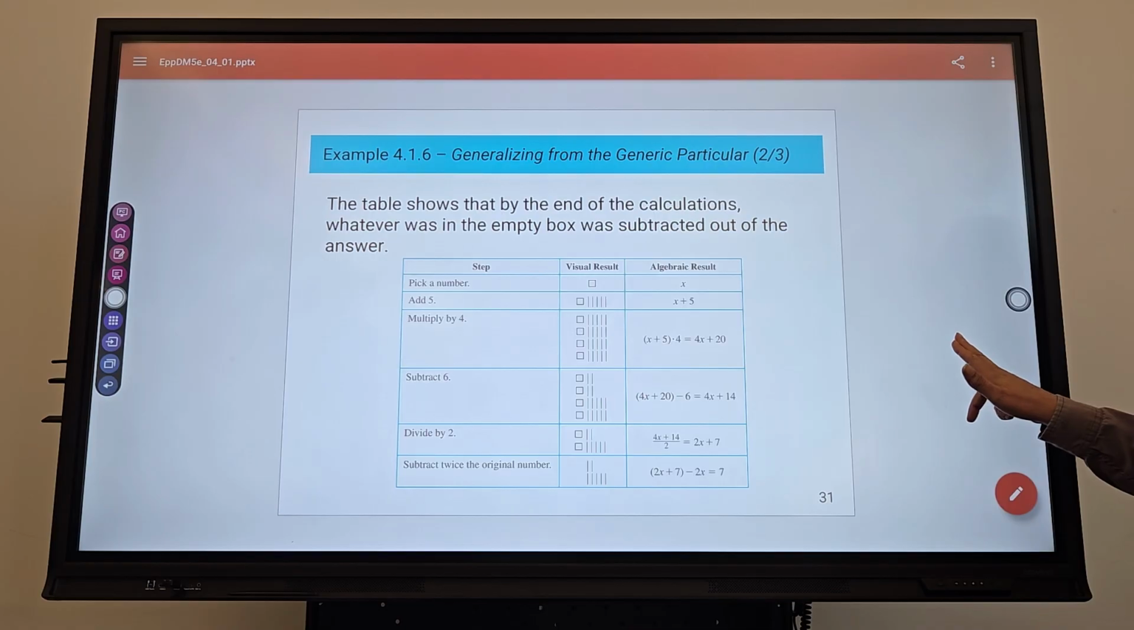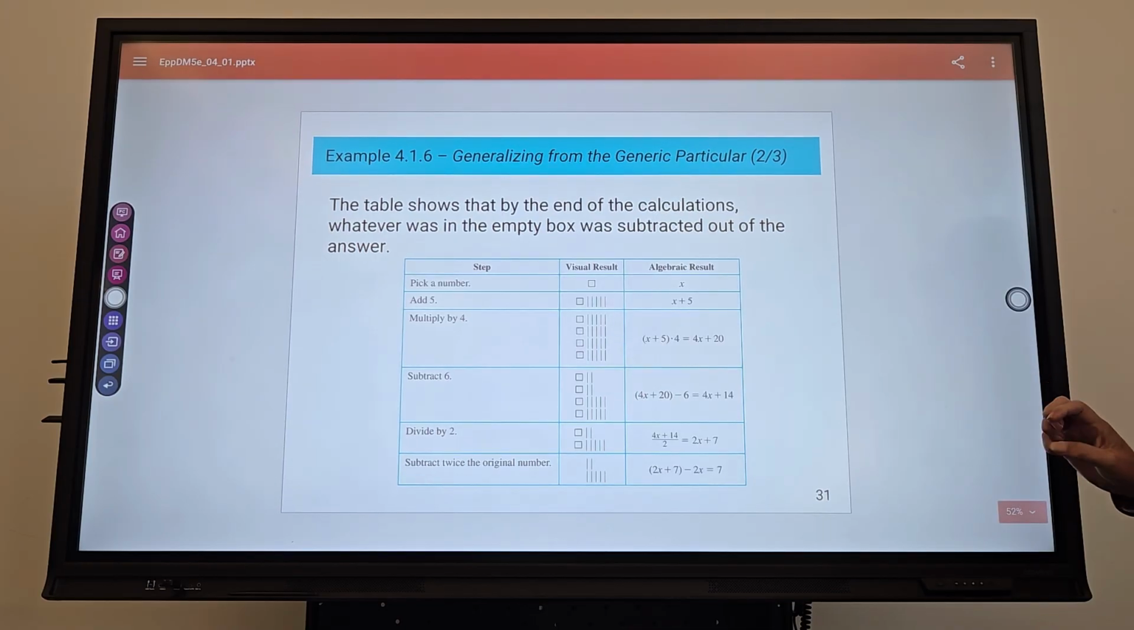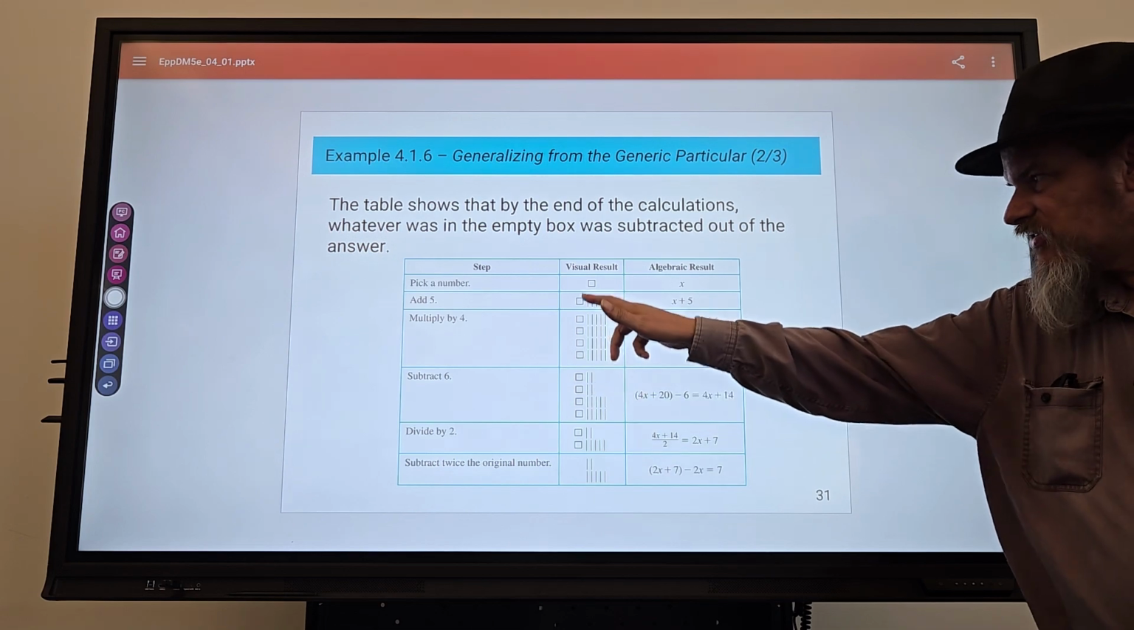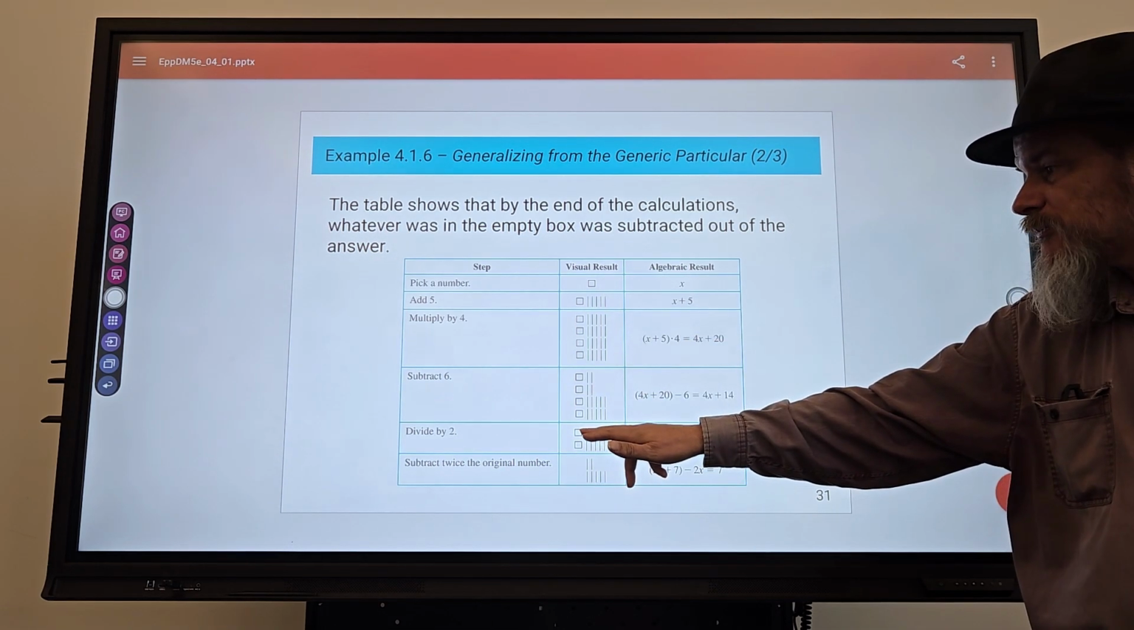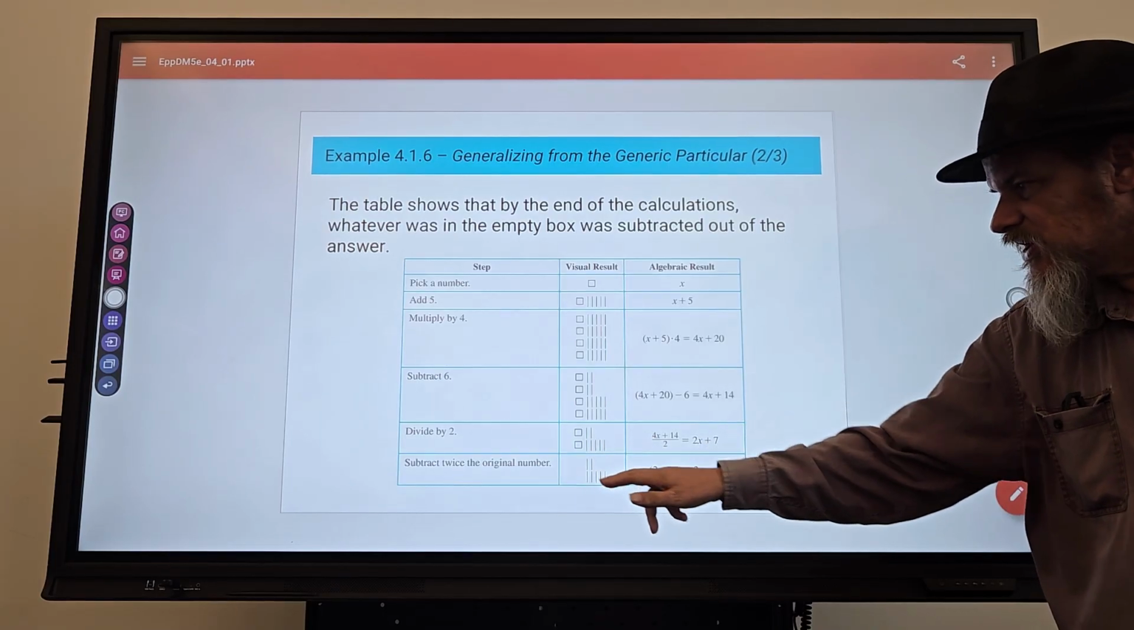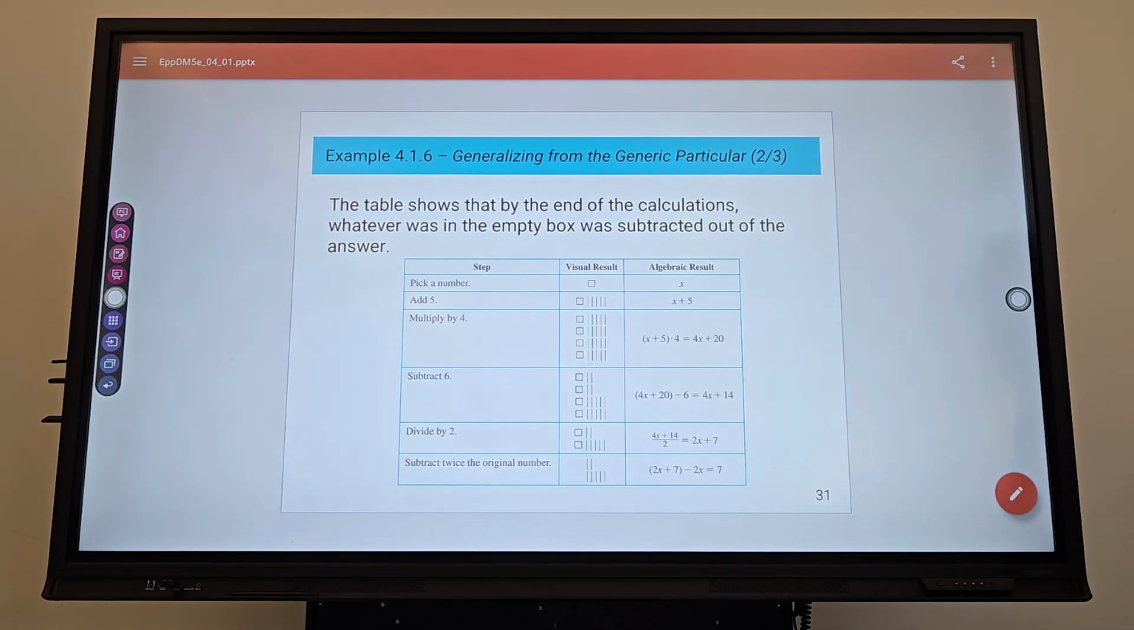So those are the steps that go through it, and regardless of what is in X, it gets subtracted out in the 5th step, leaving only the 7 behind.